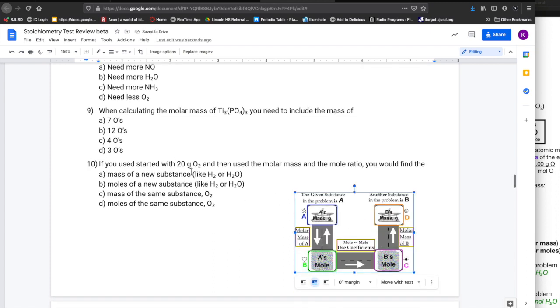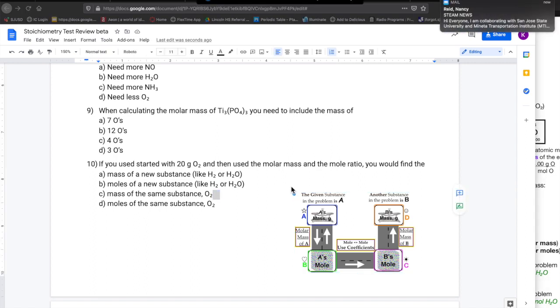If you started with grams, so now we're going to start here, grams of A. If you're going to start with 20 grams, then use the molar mass, which is what it says we're supposed to do. And then we're going to use the mole ratio. That would be this one. This is the mole ratio. We would have used this step, and then this step, and we would have been here.